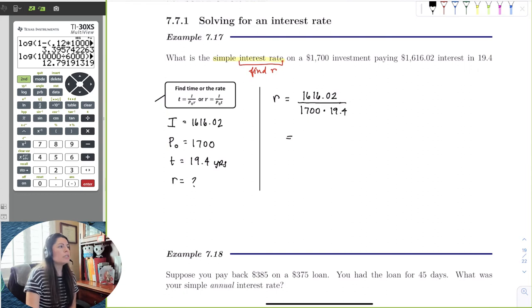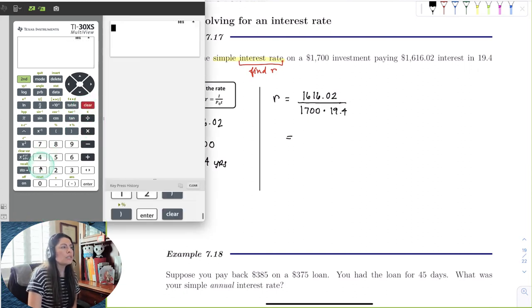Okay, we can just do this simply in our calculator. So we'll have 1616.02 divided by parentheses, we have more than one thing in the denominator, 1700 times the time, 19.4.